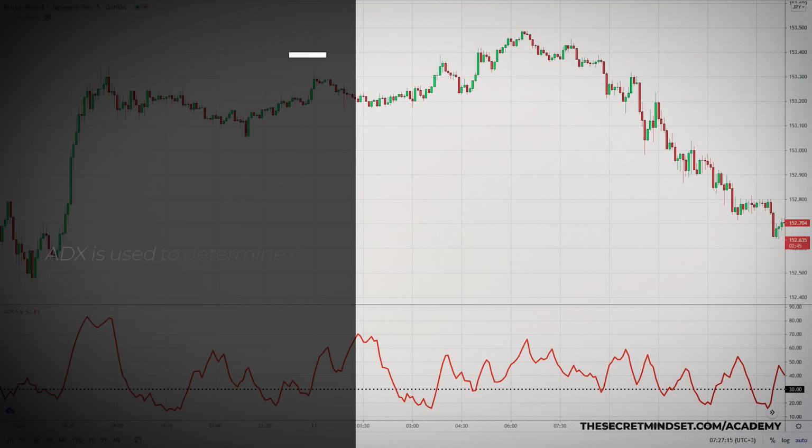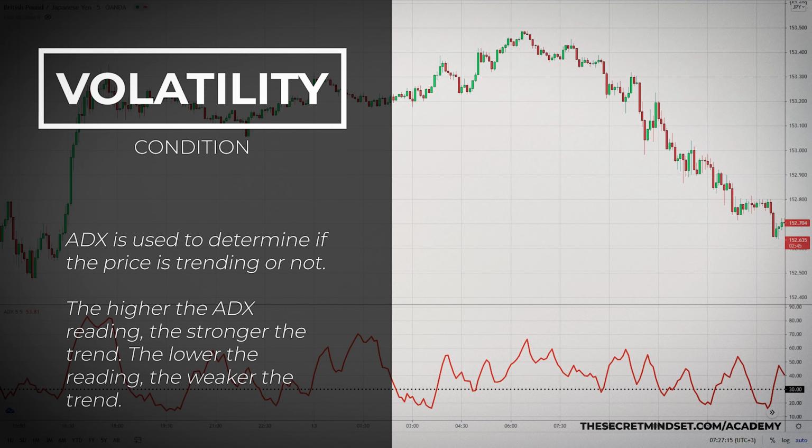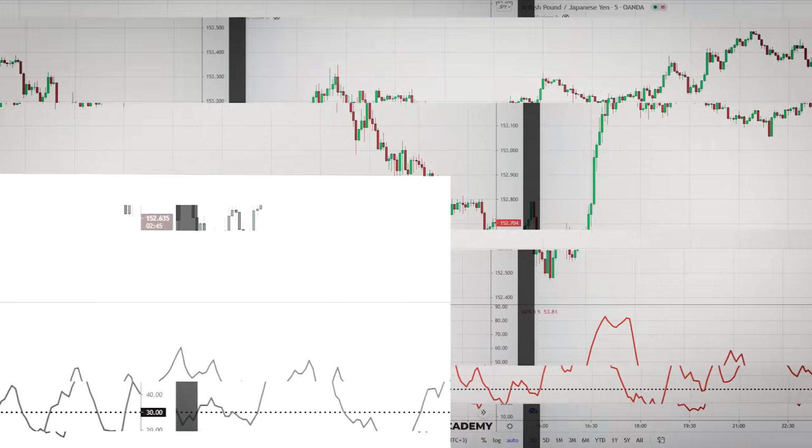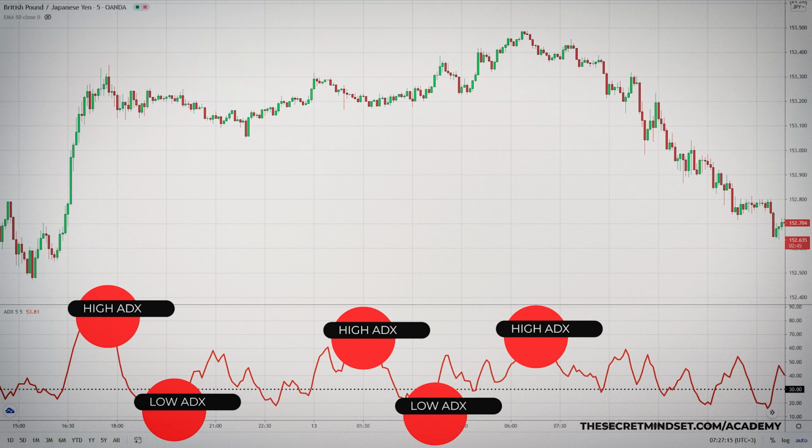The volatility condition of the strategy is given by the ADX. The average directional index is used to determine if the price is trending or not. The ADX gives you a reading that generally ranges between 0 and 50. The higher the reading, the stronger the trend. The lower the reading, the weaker the trend.